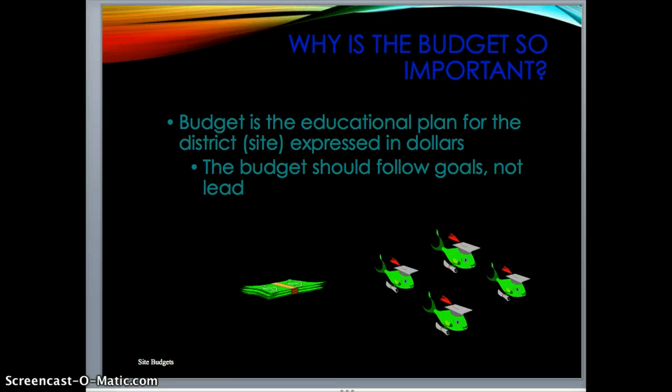So let's talk a little bit about why the budget is so important. Really, if you think about it, the budget is your educational plan for your school site, for the district, whatever. It could be your personal budget, if you have a budget at the teacher level, that is expressed in dollars and cents. Your budget should follow your goals, not the other way around.